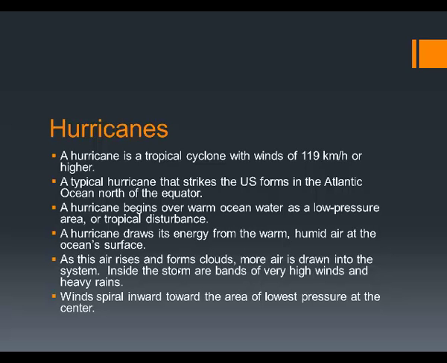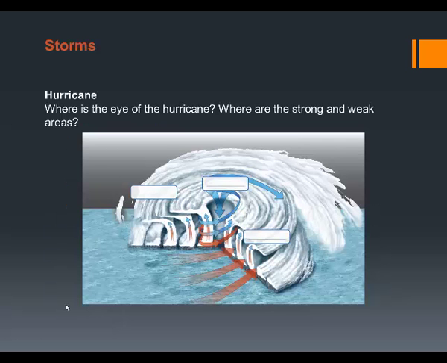This low pressure region is called a tropical disturbance. And a hurricane draws its energy from that warm, humid air that is created from the warm moisture of the ocean. As the air rises and forms clouds, more air is drawn into the system. Inside the storm are bands of very high winds and heavy rains. Winds spiral inward towards the center, the lowest pressure.